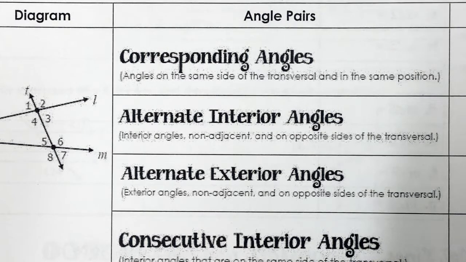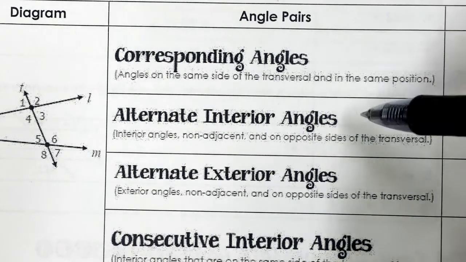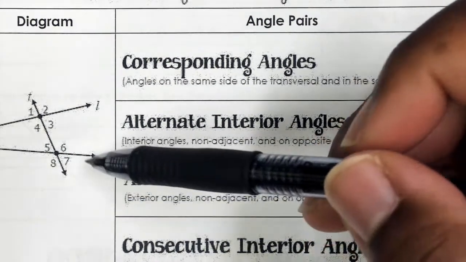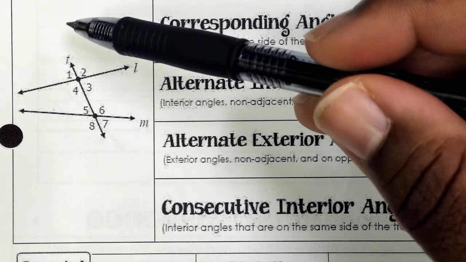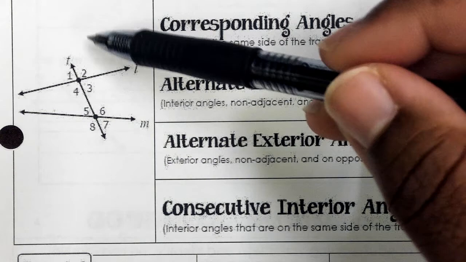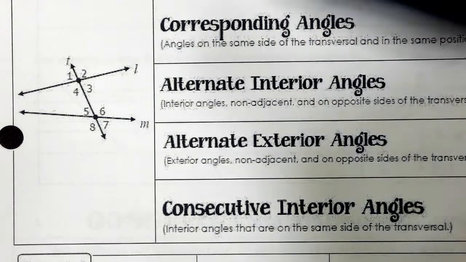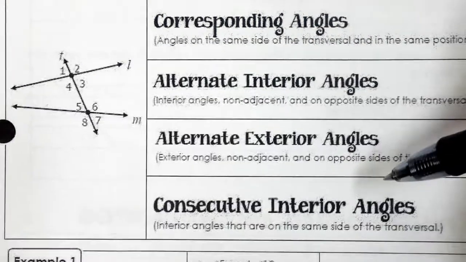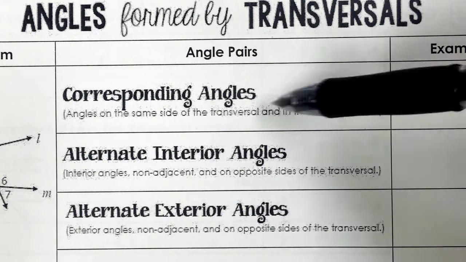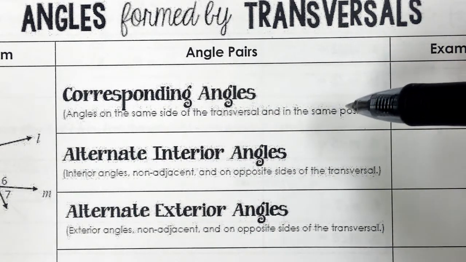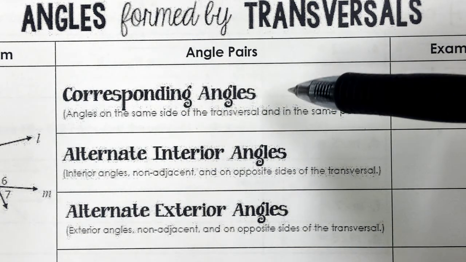Alright, so down in the diagram, they show you, similar to what you saw at the top, two lines being cut by a transversal. This transversal is still T. Now we just put numbers on the angles here. And then we're going to talk about angle pair relationships here. The first angle pair relationship that they want you to know is corresponding angles.